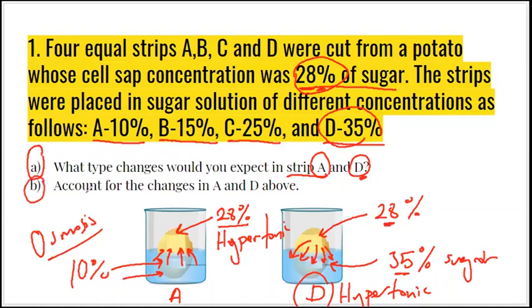Let's check the other question. Account for the changes in A and D. What's going to change? Because the potato has gained water from solution A, it is going to be enlarged, because it is getting more and more water. So it's going to look like a swollen, inflated potato.